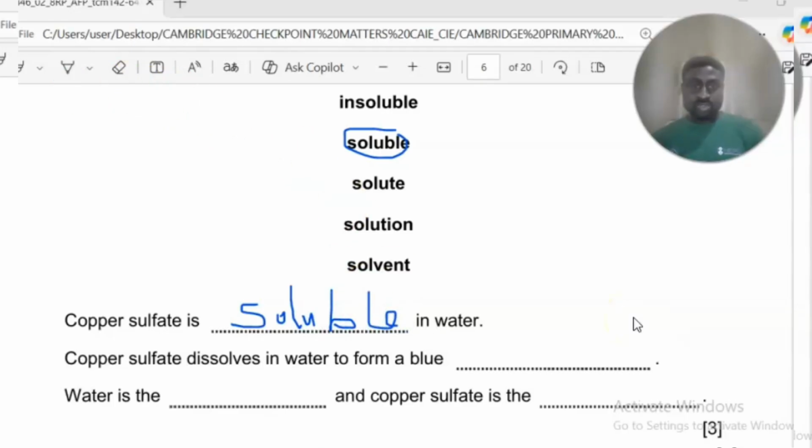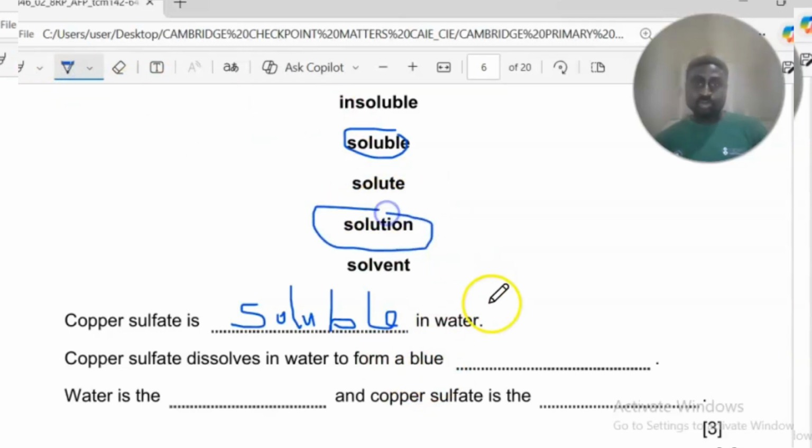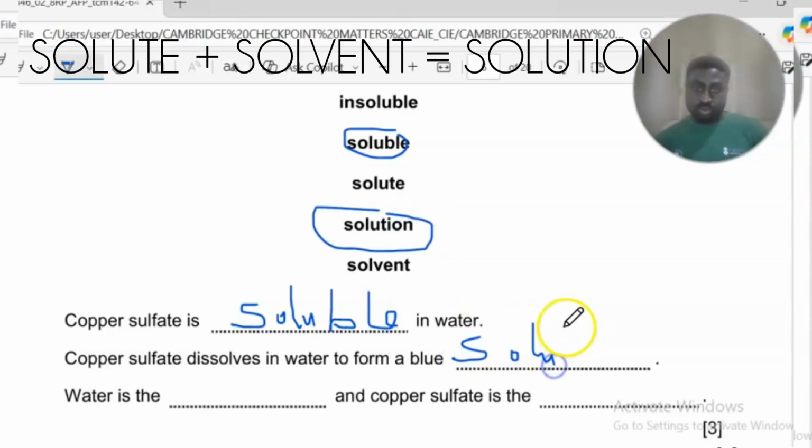Copper sulfate dissolves in water to form a blue dash. Is it insoluble, solute, solution, or solvent? When you dissolve a solid substance in a liquid, what do you call the product formed in that container? So it forms a blue solution. So this is what we're going for, blue solution.